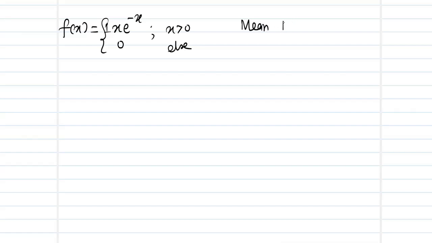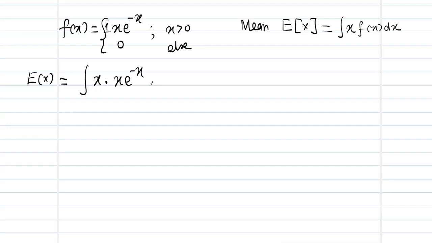What is the formula for mean? Mean is nothing but E of x, the expected value of the random variable, which is given by the integral of x times f of x dx for a continuous random variable. So this E of x, that is the mean, is given by the integral of x multiplied by f of x. What is f of x? It is x e power minus x dx, valid for x greater than 0. So put the limits 0 to infinity.